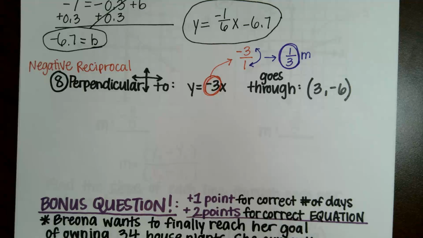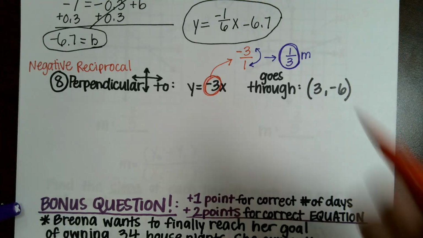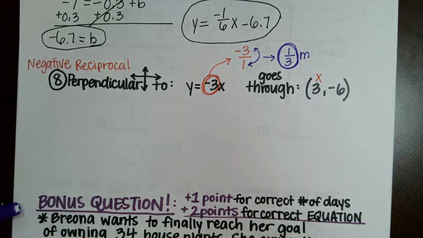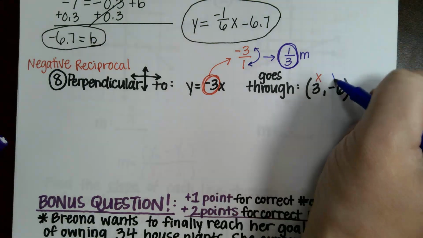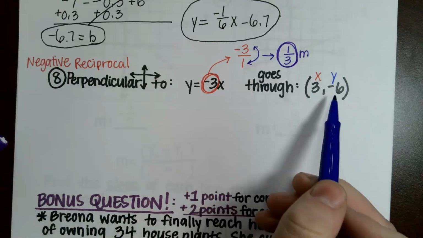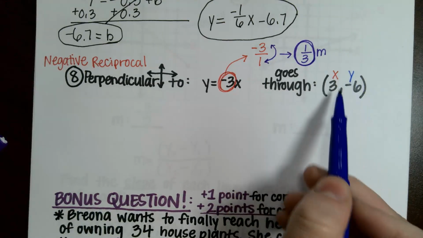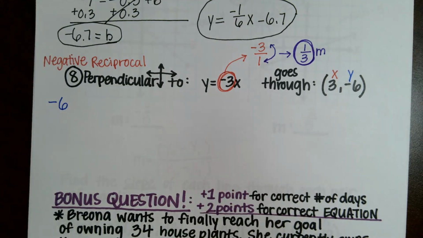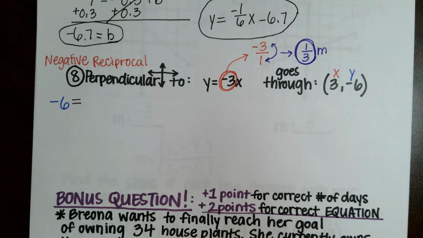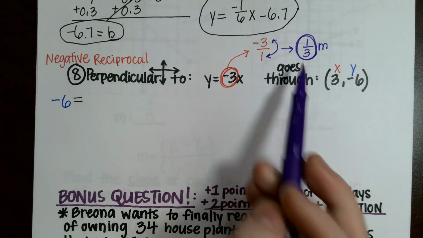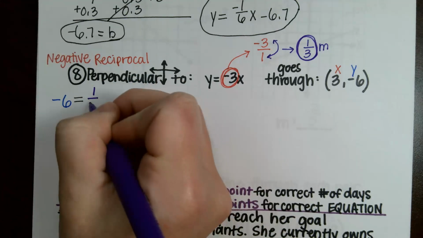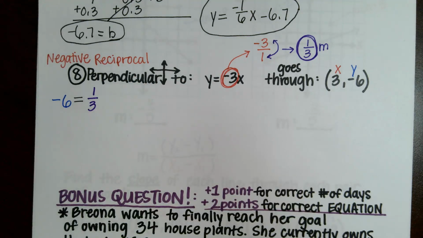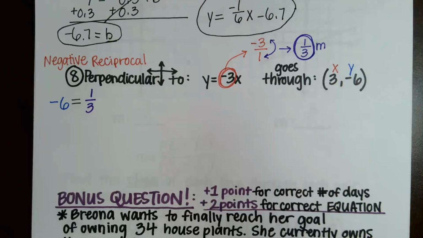Yeah, we need to find b, so we're going to plug everything into y equals mx plus b. So before I do that, I'm going to label my coordinates just because I don't want to mix them up. And I'm going to be writing -6 for y equals m. What's my m? 1/3. We just found that. Yep. So m times x, and our x value is 3.